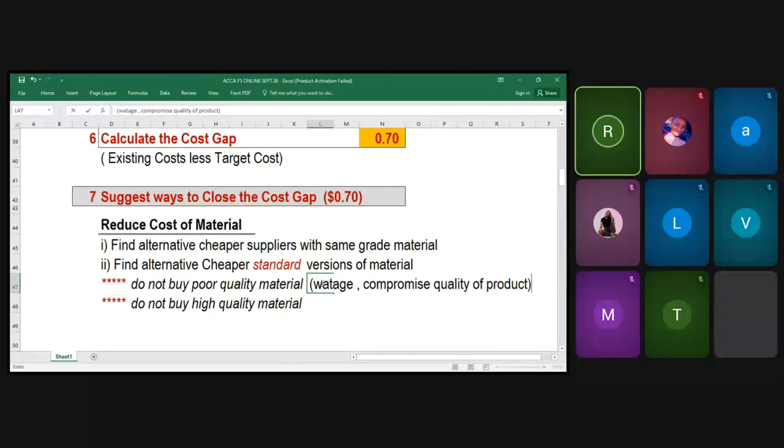All right. Why is high quality material not also an option if we look at material? Why? Anyone to participate on that one? Right, we want to close the gap and we're going to buy higher quality material than the material that we have budgeted for.